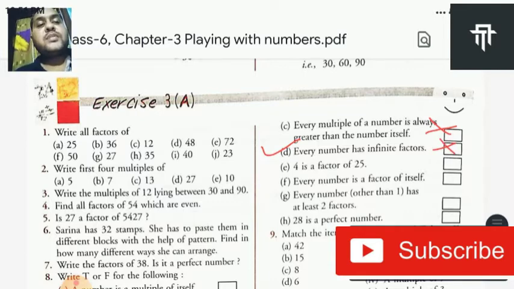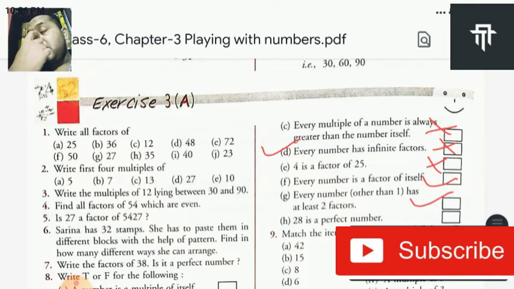4 is a factor of 25. No, 25 is not present in the table of 4; when we divide 25 by 4, we get remainder 1. And we know that only if we get remainder 0 is the given number a factor. So 4 is not a factor of 25. Next, every number is a factor of itself. Yes. Next, every number other than 1 has at least 2 factors. Yes, it is also correct. Only 1 has only one factor, which is 1 itself.